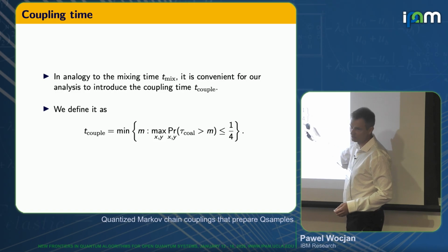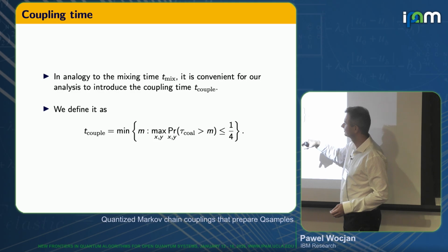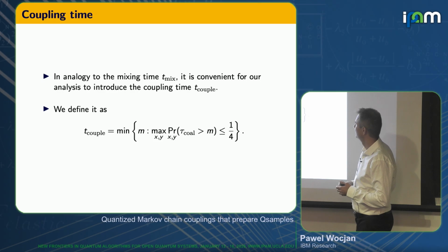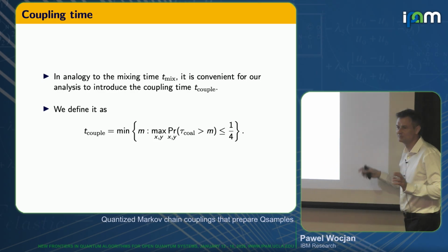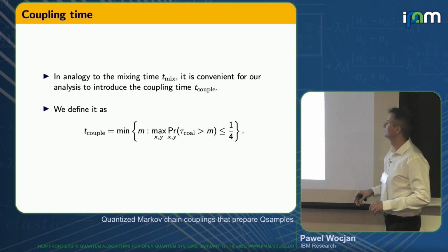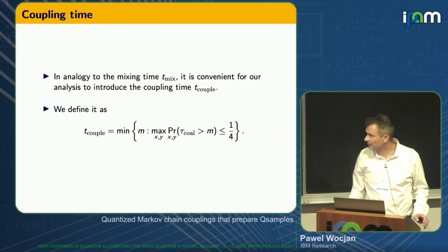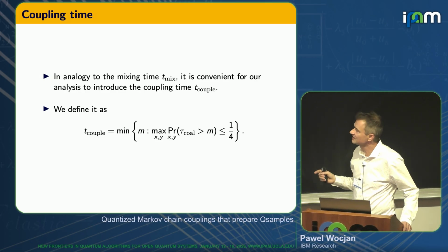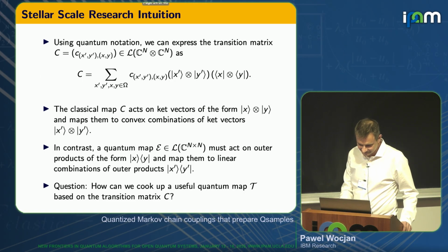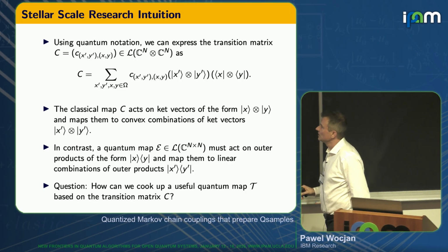less than one quarter. Do you remember, when we talked about the mixing time, we wanted the total variation distance to be smaller than one quarter. So this constant here, you just have to choose something. Okay, but do you roughly understand what this T couple means? Okay.